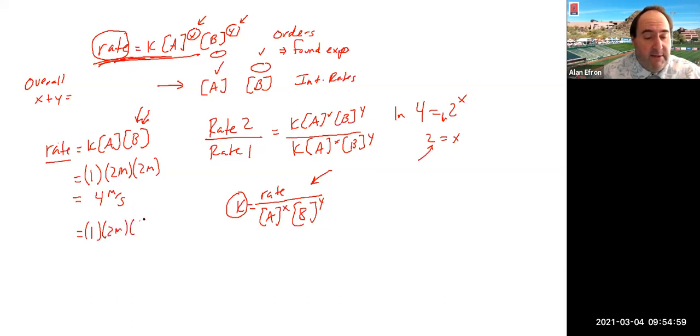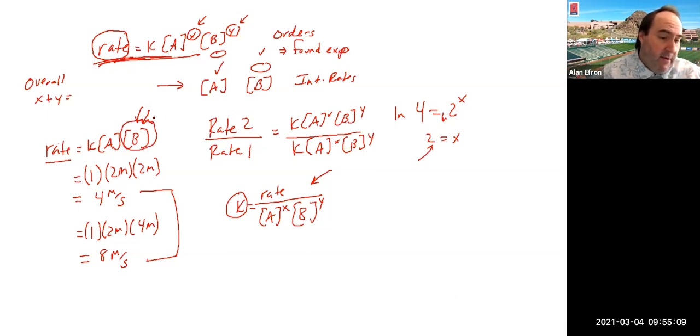And if we double the concentration, it would be 4 molar. And what we end up with is 8 molar seconds. So what this tells us is by doubling in this situation, B, we can increase the rate by 2-fold. And vice versa, if you decrease the concentration by half, you will obviously cut the rate in half.